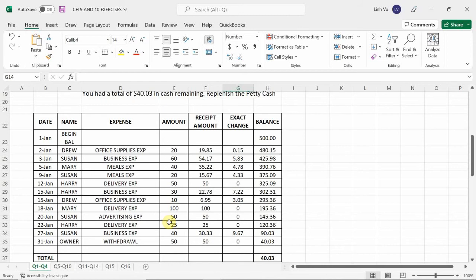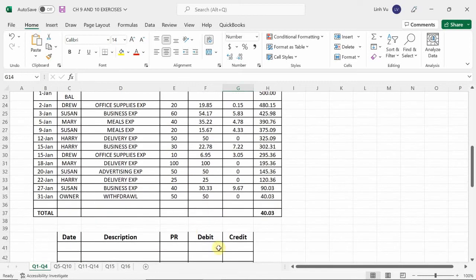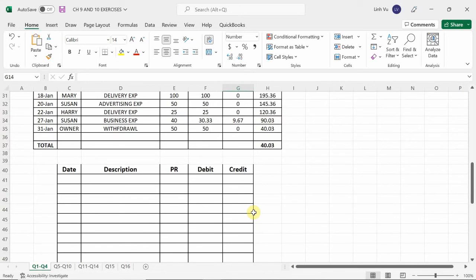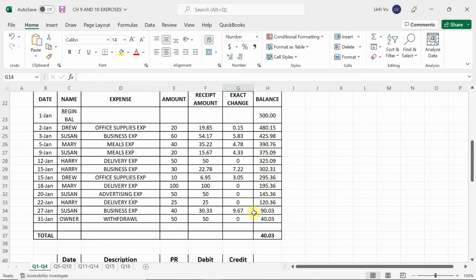We can see that our employees take out some money to buy minor expenses. Here's the track record of all the receipts that the employees came back with and gave us. And they gave us a total here, a total cash left remaining of $40.03. So how do we journalize all of this, record all the expenses, and replenish the petty cash fund?